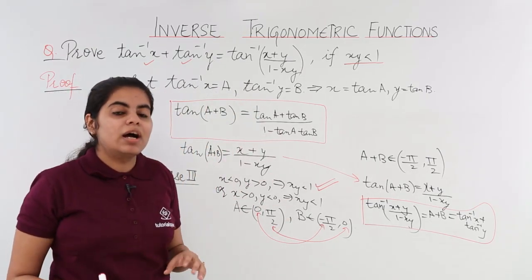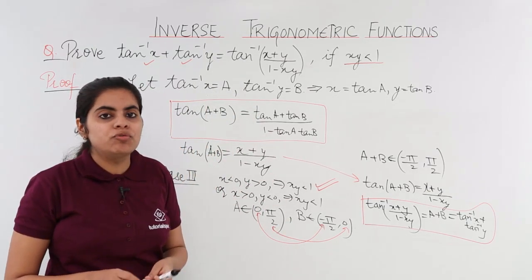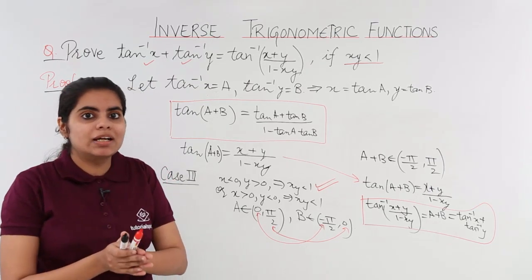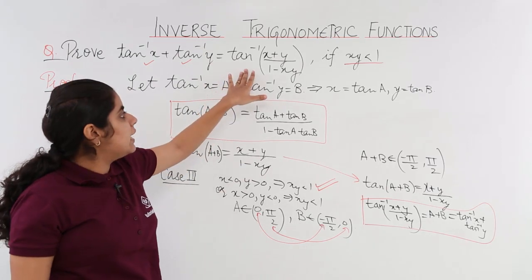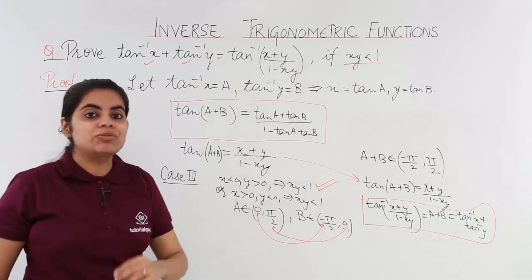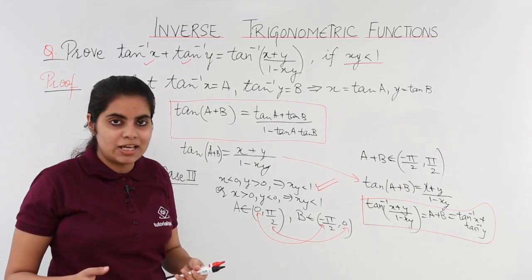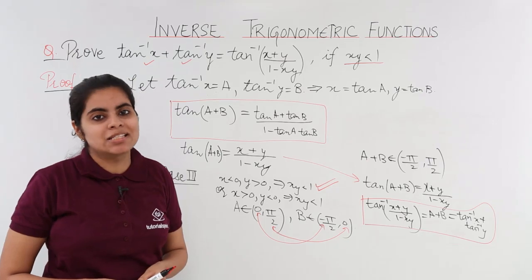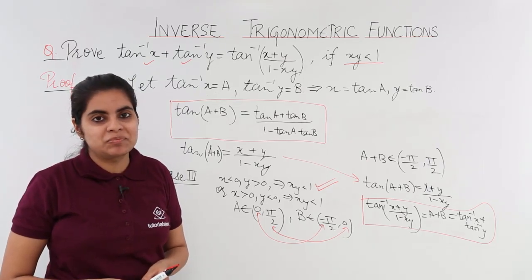So again repeating that yes, the proof is not as important, but the formula you need to learn along with the condition that the formula exists only and only when xy is less than 1. In the next video, we will be seeing what happens when xy is not less than 1, what formula changes for tan inverse x plus tan inverse y.